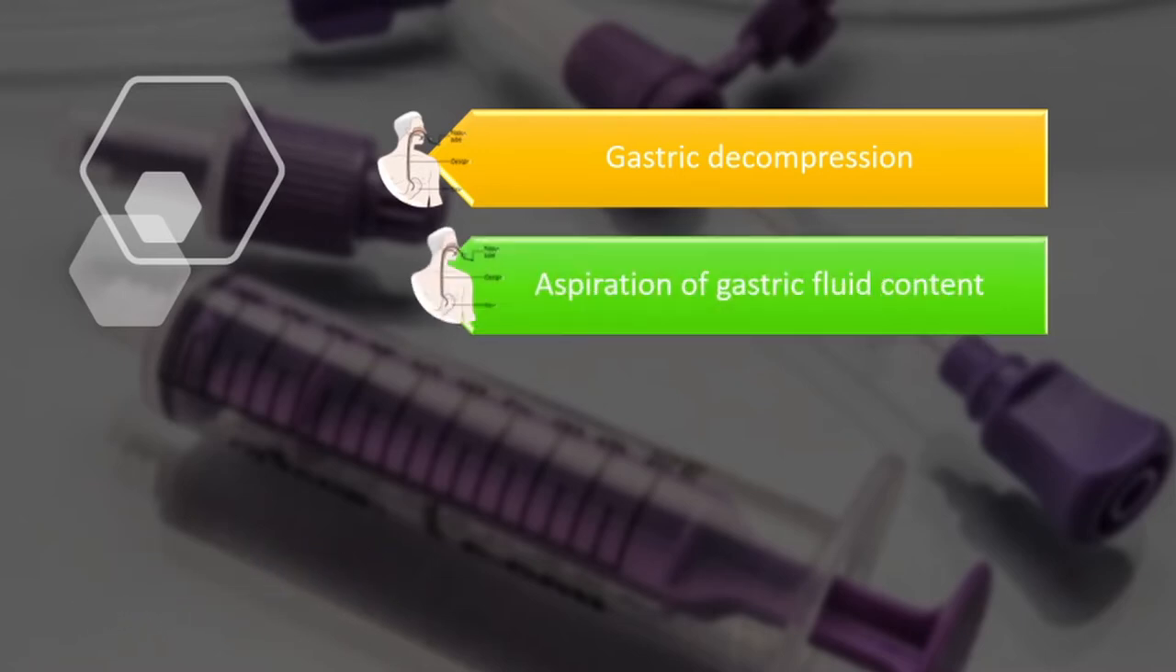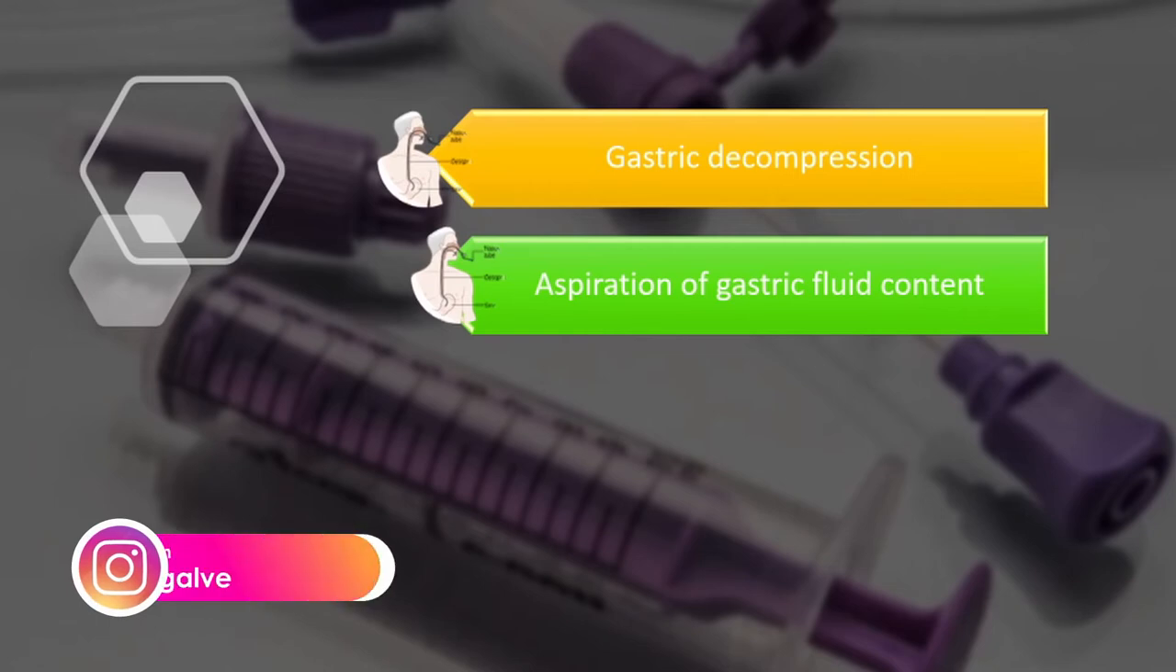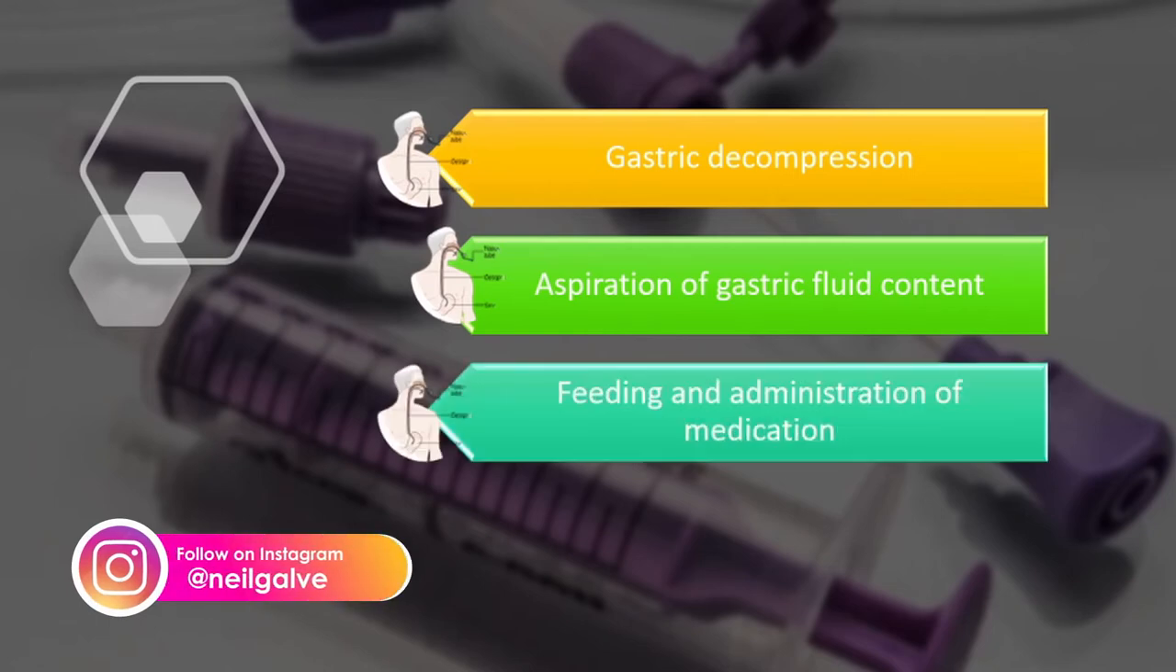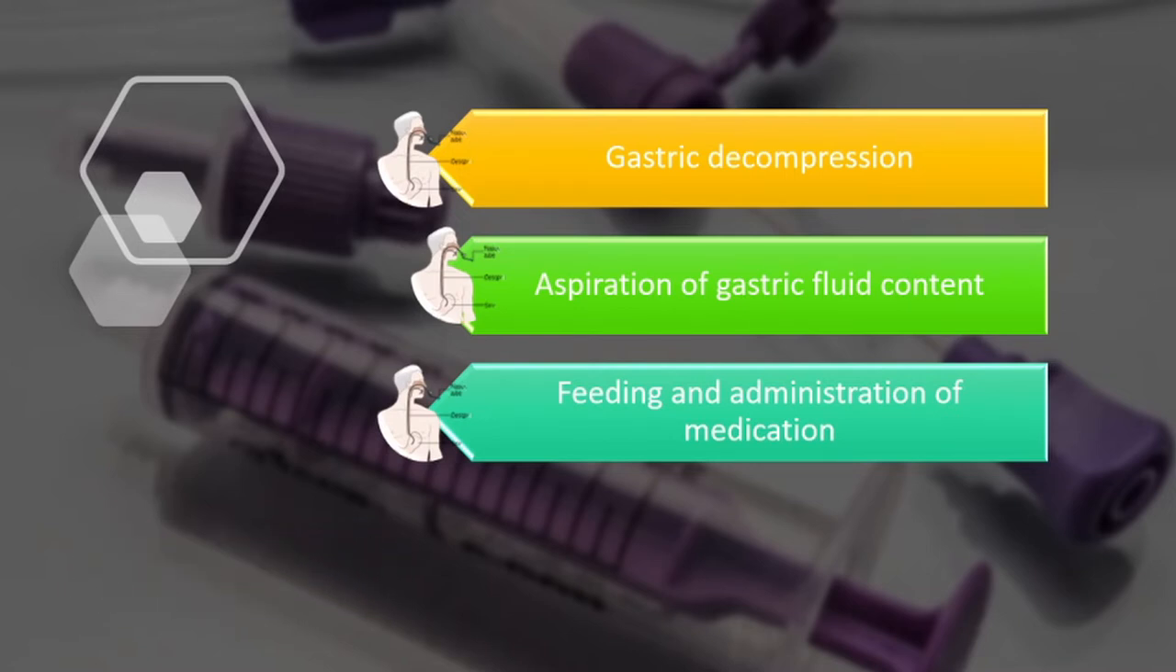Ano pang isang indication natin? Aspiration of gastric fluid content, either for lavage or obtaining a specimen for analysis. It will also allow for drainage or lavage and drug overdosage or poisoning. Next, feeding and administration of medication. Introducing passage into the GI tract will enable feeding and administration of various medications. NG tubes can also be used for enteral feeding initially.